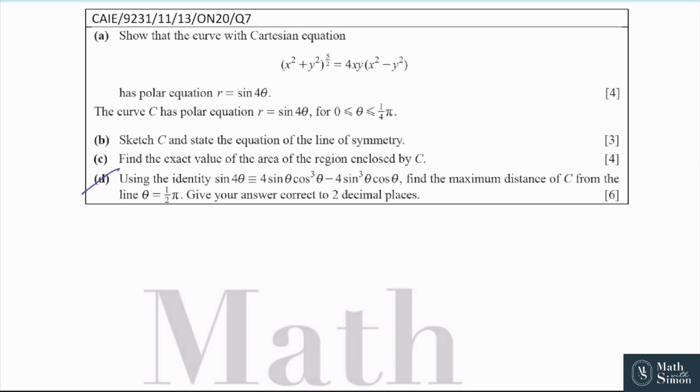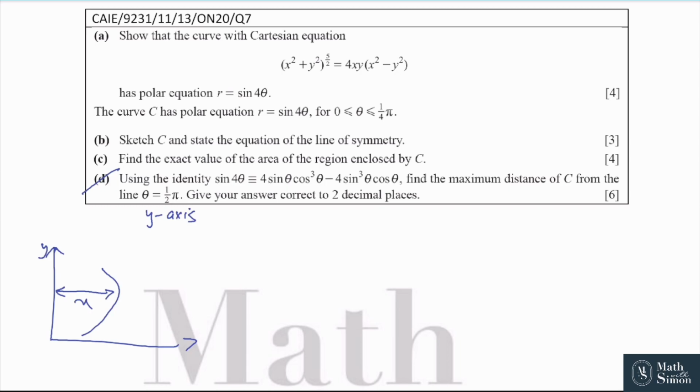To give us a little bit of context, what do they mean by the maximum distance from the line theta equals half pi here? Basically, this is our y-axis. Let's say the curve looks like this. There is certainly one point that is furthest from our y-axis. So how do we look at this distance? Here is our x. In other words, what we want to find here is the maximum x.